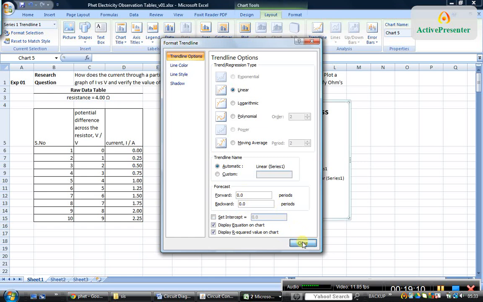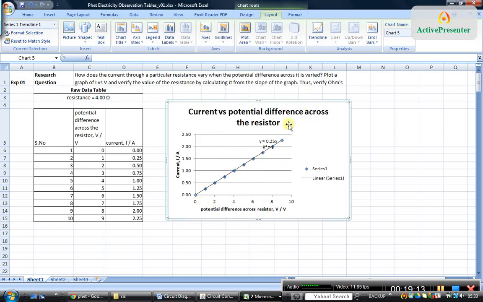Okay, now click on close. So you can see the straight line graph. Click on this equation and move it to this white space so that you can read it clearly. So now you can see that the equation for this straight line is y is equal to mx plus c. So m corresponds to the slope of the graph and c corresponds to the intercept.